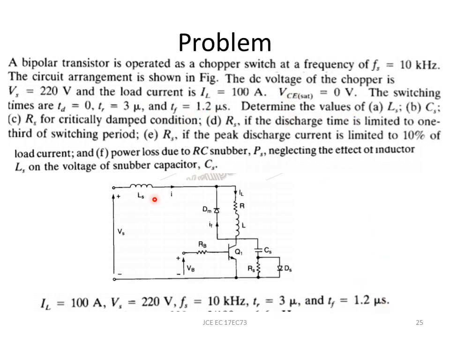Determine the value of Ls. We have to find the value of Cs and Rs. For Rs, I have to find for the critically damped condition. So we know that we have to put delta equal to 1 and get the value of Rs. Similarly, we have to find the value of Rs if the discharge time is limited to 1/3 of the switching period. Okay, so two formulas we have to use: one is for critically damped, and the other is for the discharge time being 1/3 of the switching period. And for Rs, the peak discharge current is limited to 10% of the load current.